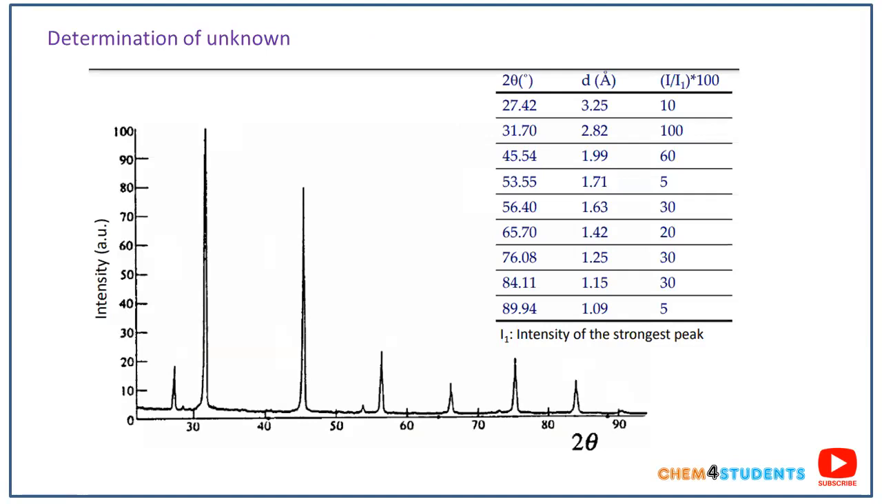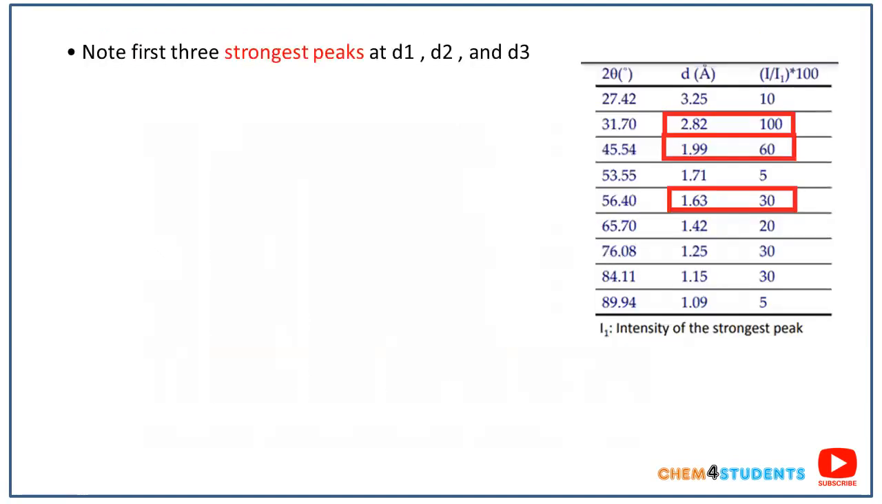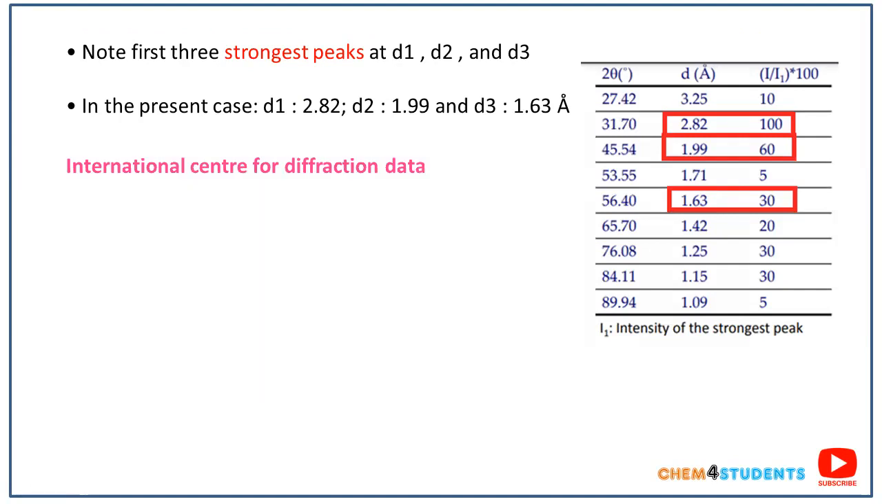Here we can see XRD peaks and the data that goes with them. Each crystalline material has its own set of d-spacings, which must be noted. First, based on relative intensities, we must identify the three strongest peaks. Here we can see the three strongest peaks. We now use these d-spacing values to search a database of thousands of powder diffraction patterns of crystalline substances to identify the name of the unknown sample.